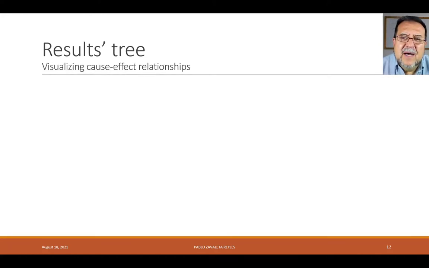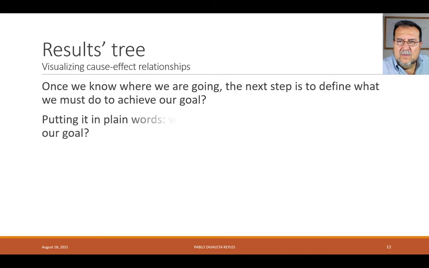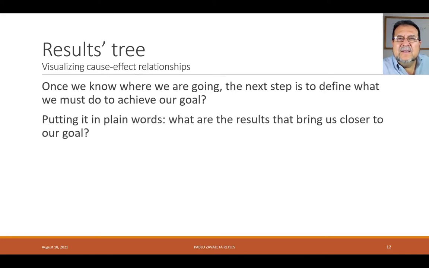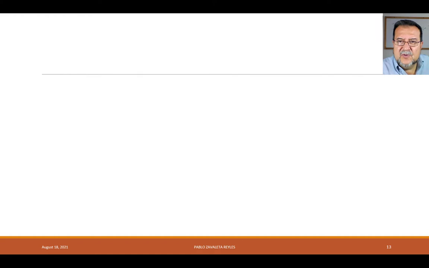So let's start by saying, what is the results tree? If we know now where we're going, the next step is to define what we must do to achieve that goal. What are the intermediate results that will bring us closer to our goal? And the best way to do this is to see it. That's why we use the results tree.